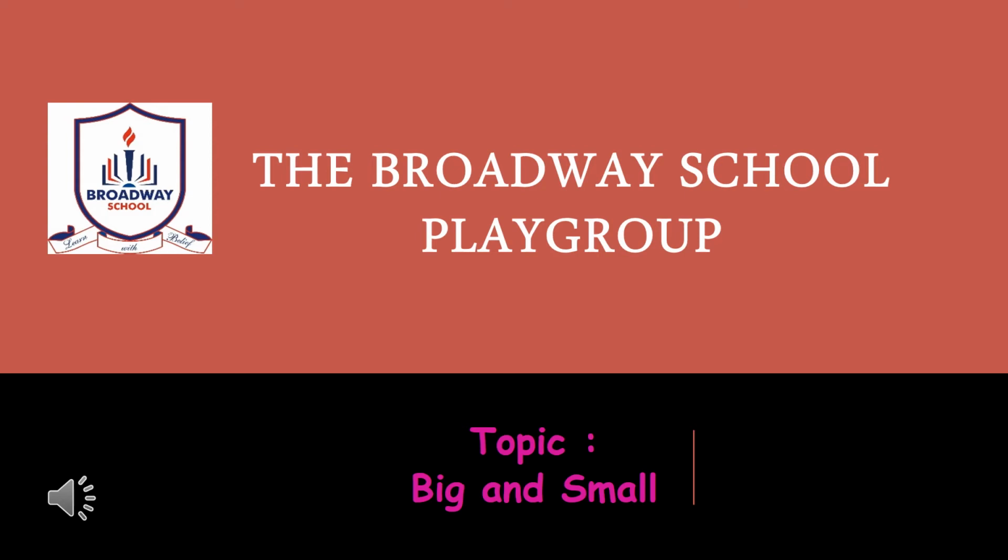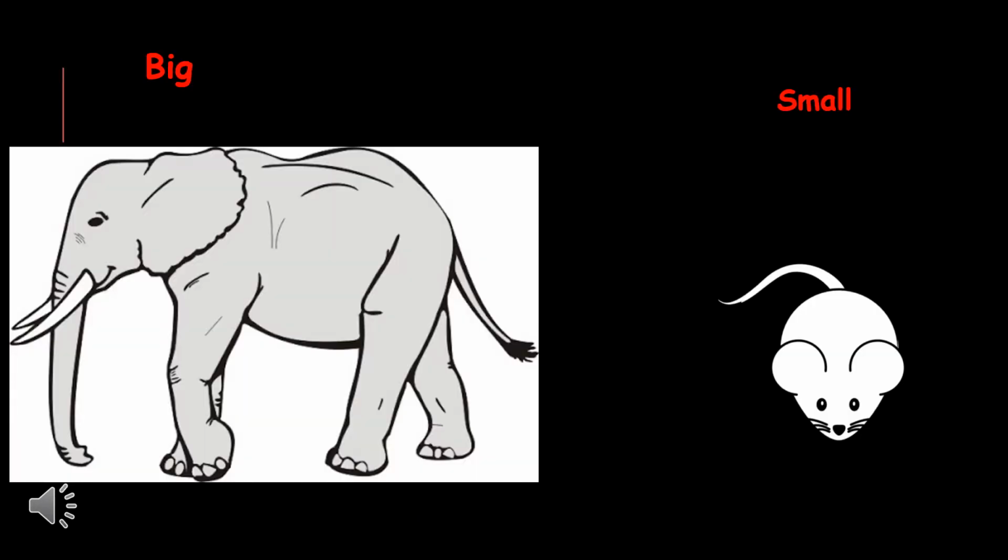Today our topic is big and small. Okay, here you can see this picture. There is an elephant and a mouse. Okay, now you can see the elephant is bigger than this mouse. So we can say elephant is big and mouse is small. Okay class.